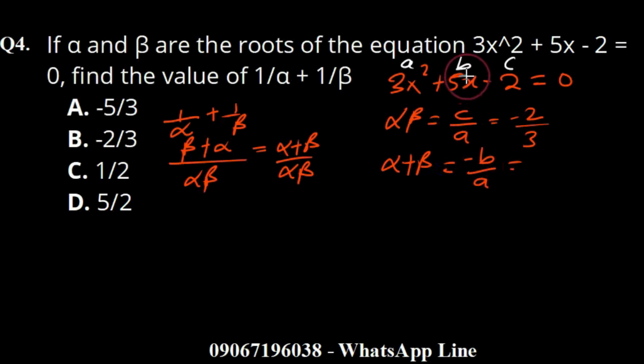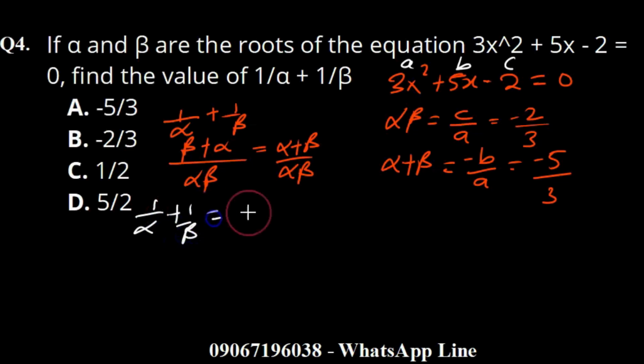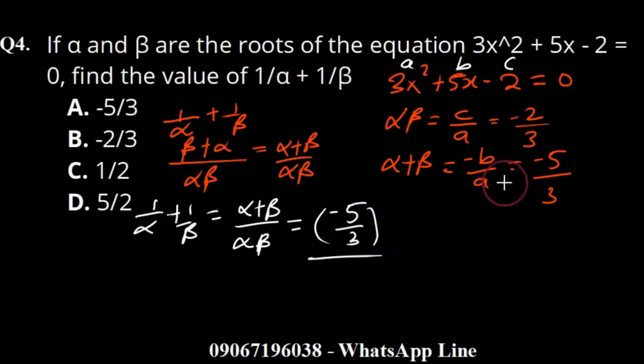So this is B, all right? B is 5, so minus B is minus 5 divided by A, which is 3. So you see that alpha plus beta is equal to minus 5 over 3. Now let's go back. We are asked to find 1 over alpha plus 1 over beta, which is equal to alpha plus beta divided by alpha beta. So alpha plus beta is minus 5 over 3, divided by alpha beta, which is minus 2 over 3.